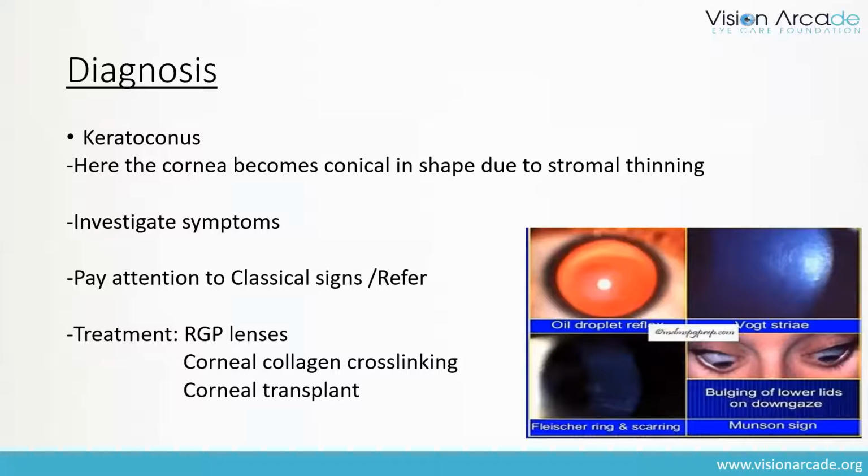As much as we may want to monitor this patient or manage them with glasses, it's important that they start being managed with RGP lenses, rather than waiting until they get to the point where they need interventions like corneal transplant or corneal collagen cross-linking, because some people can't afford it, especially in West Africa. And because we can't get corneal donors as well, it could be a challenge.